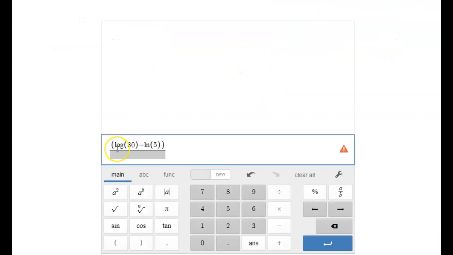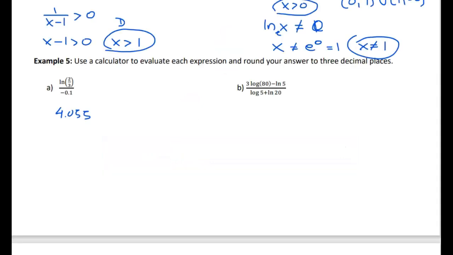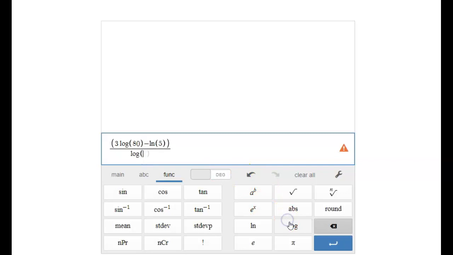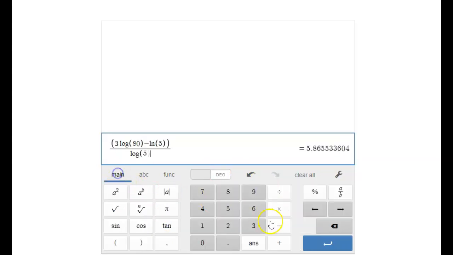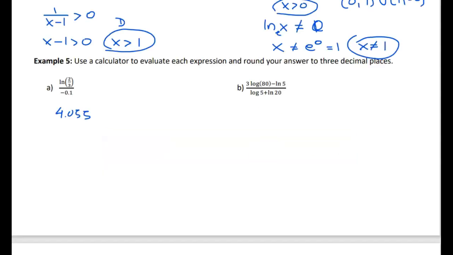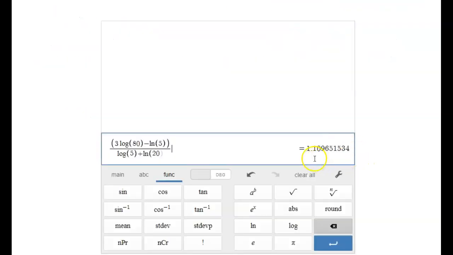Did I forget a 3? I did, I forgot a 3 here. All right. Log of 5 plus ln of 20. So function log of 5, oops, I'm in the wrong place. Log of 5 plus natural log of 20. Let's check to see if that's all right. There we go. 1.110.